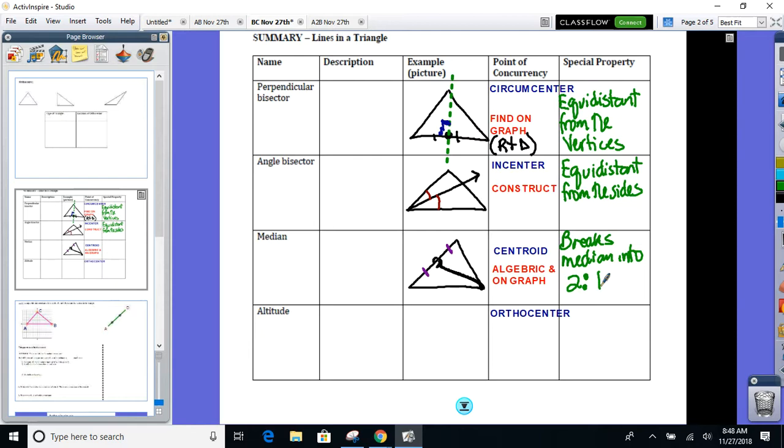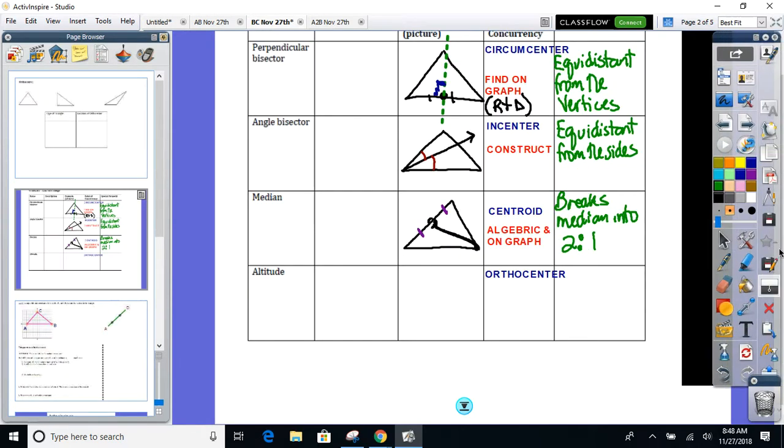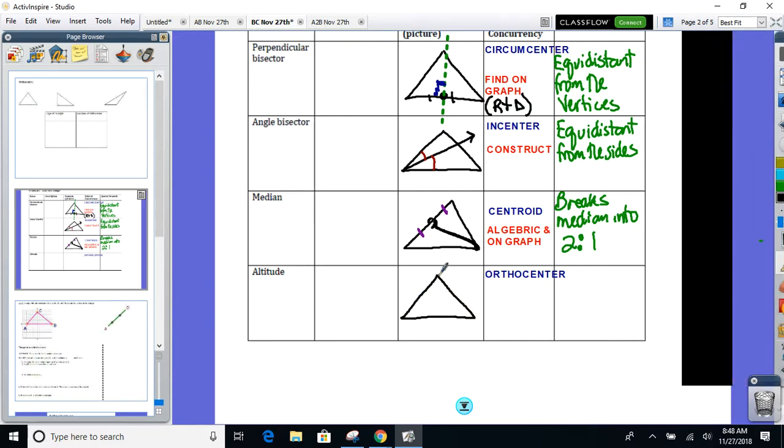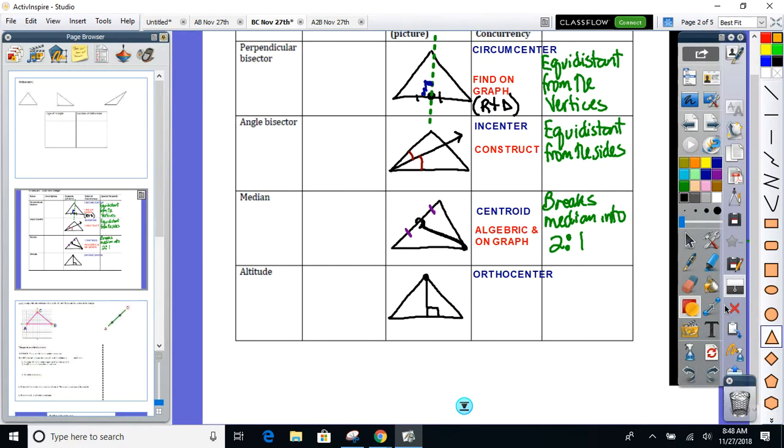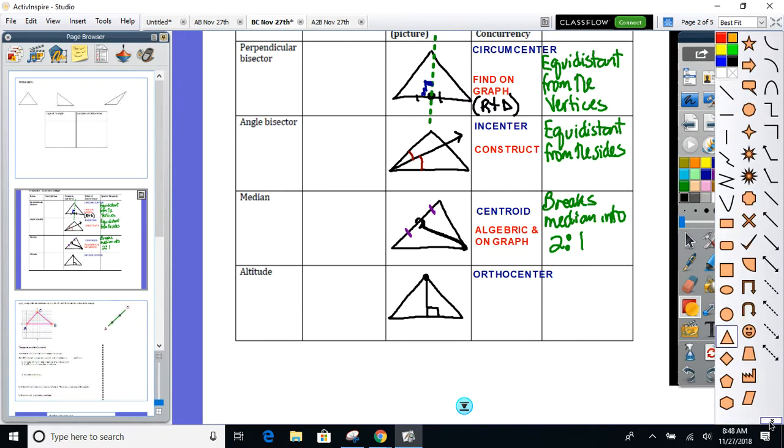Any questions so far? And the last one is altitude. Where's an altitude start? Altitude starts at a vertex and is what to the opposite side? Perpendicular. And if I drew in the others, where would they intersect? Orthocenter. And remember, there is no special fact to know about the orthocenter.